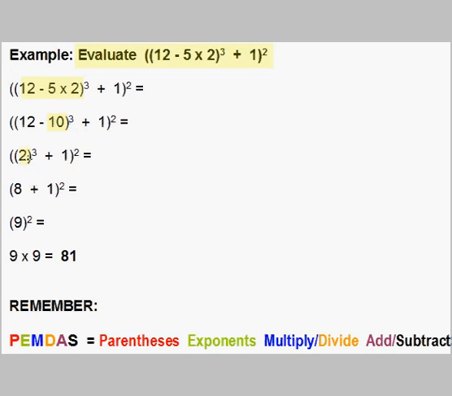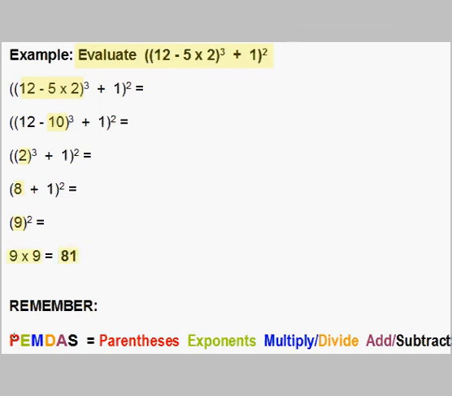And now we do the 2 cubed before we add 1. 2 cubed is 2 times 2 times 2, and that makes 8. Then we take 8 plus 1 to give us 9. And then 9 squared will be 9 times 9, and that gives us a final answer of 81.